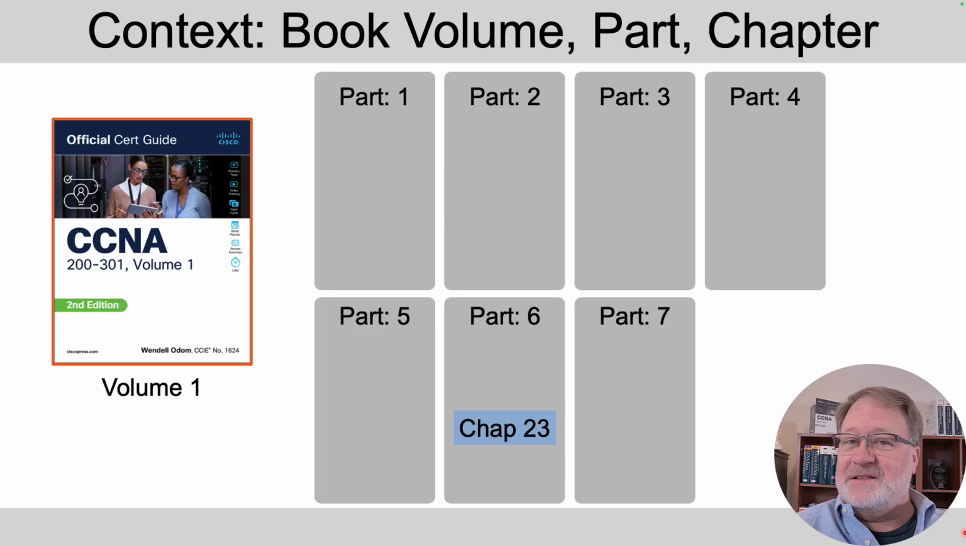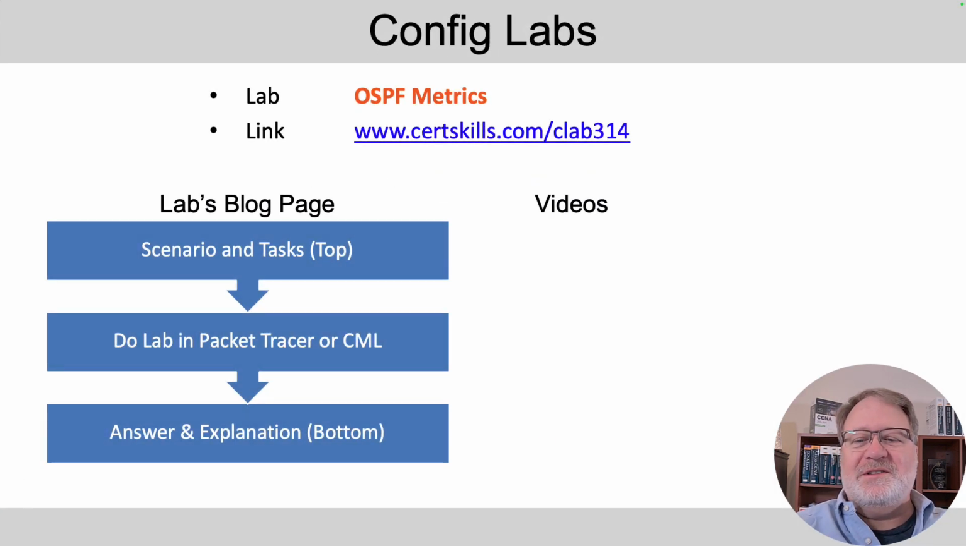Let me set the context a bit. With the official Cert Guide, Volume 1, Part 6, Chapter 23, you'd read the background used in this lab that you'd be practicing here. So what's it about? It's about changing the OSPF metrics of routes. Here's the direct link to the lab. It ends in CLab 314.